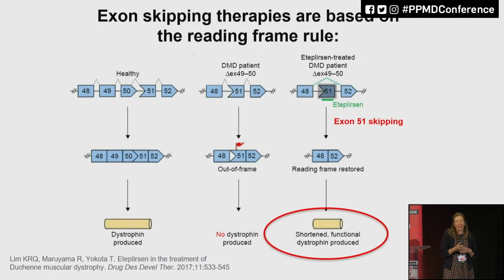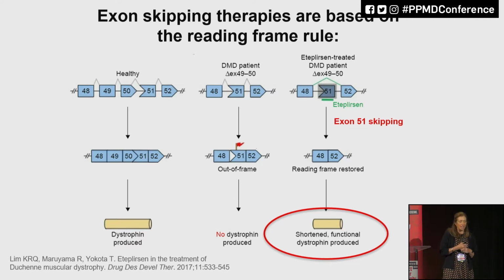Something else to point out, you're going to be hearing a lot about exon skipping therapies, and really the exon skipping therapies are entirely based upon the reading frame rule, because the whole point of exon skipping is to turn an out-of-frame deletion into an in-frame deletion. So hopefully a boy who is meant to have Duchenne may end up with a more mild Becker presentation.